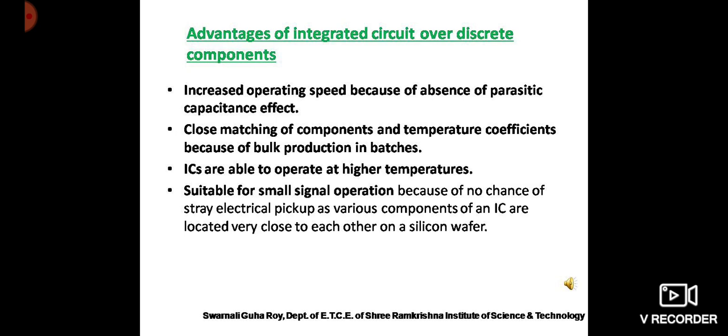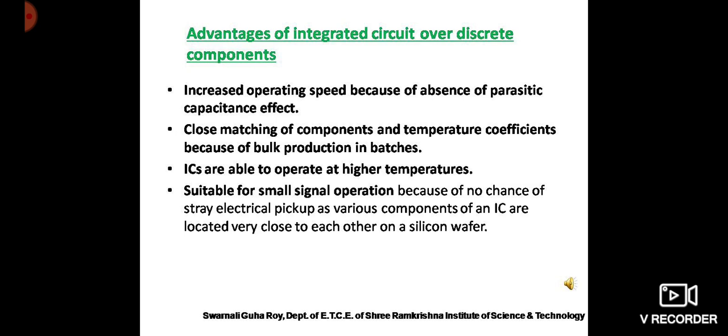Then another very interesting point is that ICs are suitable for small signal operations. It is because there is no chance of stray electrical pickup, as various components of an IC are located very close to each other on a single wafer, as the chip itself is very small in size.